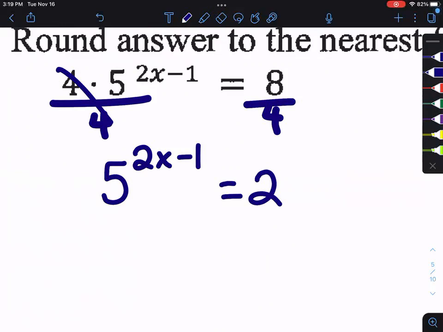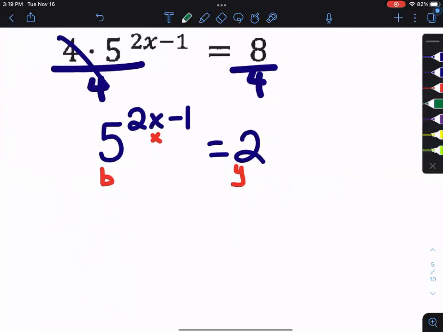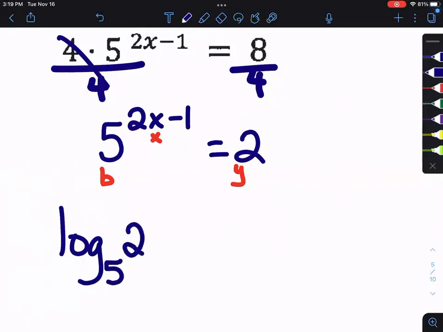At this point, we're stuck. So the x is stuck in the exponent. The only way to get it out is to change this to a logarithm. So this is b, this is our exponent, and this is our y. So we're going to change this to log base b, so log base 5 of y equals x, which is 2x minus 1. So we have log base 5 of 2.